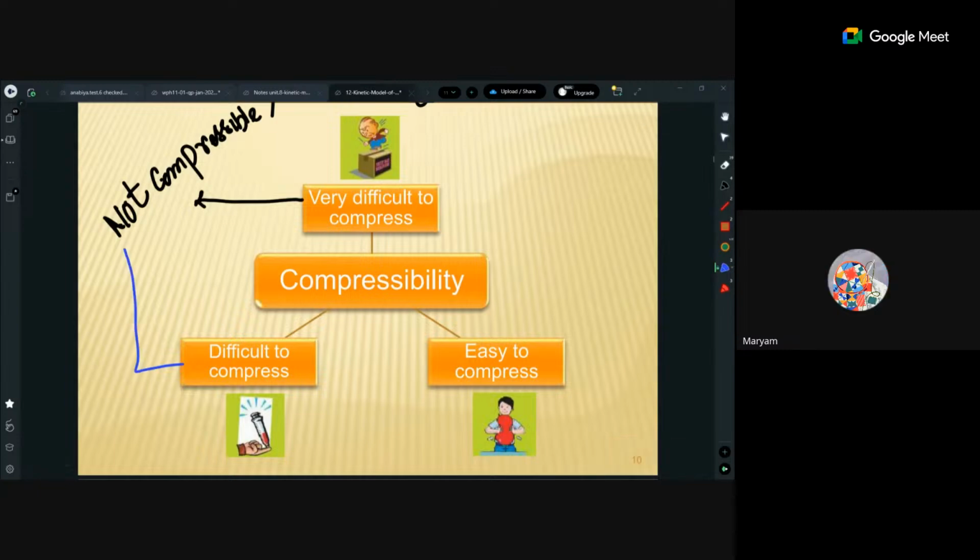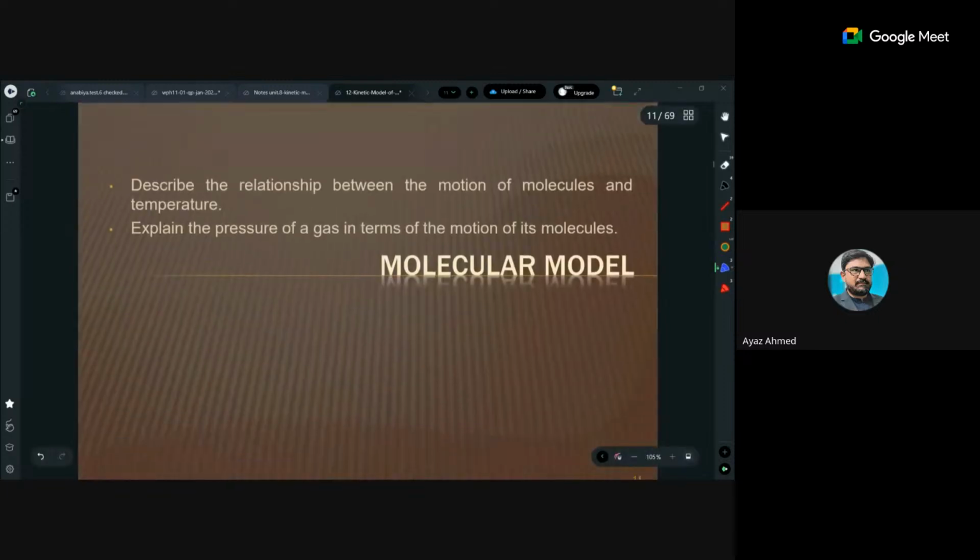Gases are very easy to compress, so they are definitely compressible, and by applying more pressure, their volume decreases and decreases and decreases. We will talk about that in the next slide.